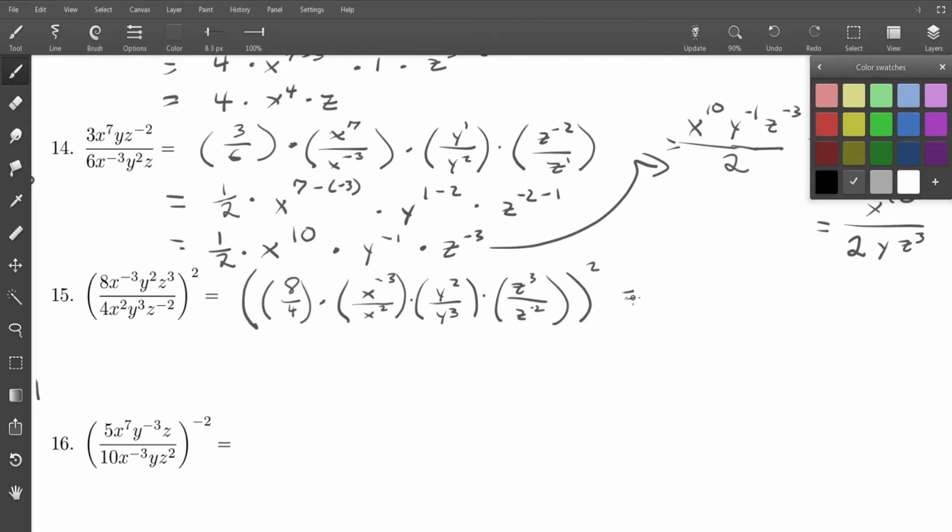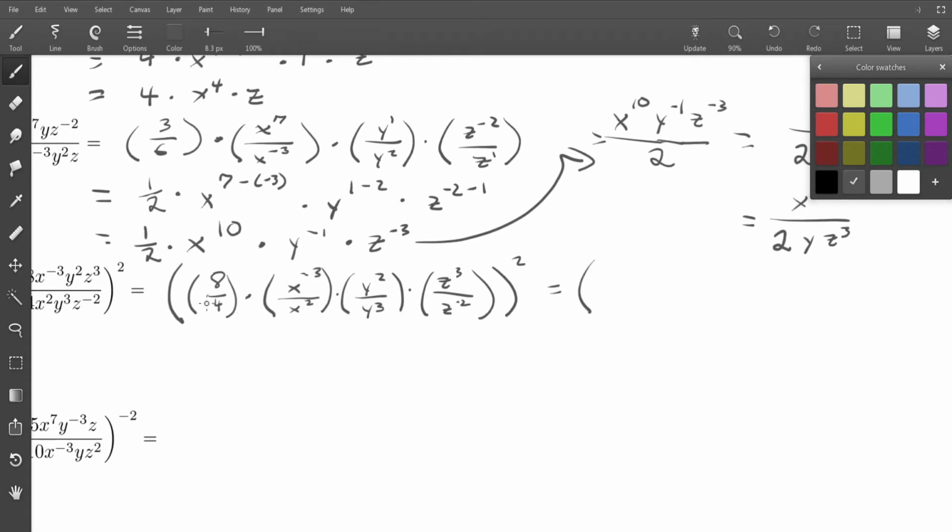So this is going to be equal to, well, we can go ahead and simplify each of the terms. So 8 divided by 4, that's just going to be 2. X to the negative third over x squared. Well, that's, again, just quotient rule. So x to the negative third minus 2. Then we have y squared over y to the third. That'll be y to the 2 minus 3. And then z cubed over z to the negative 2. So that'll be z to the 3 minus negative 2. And all of this is still getting squared.